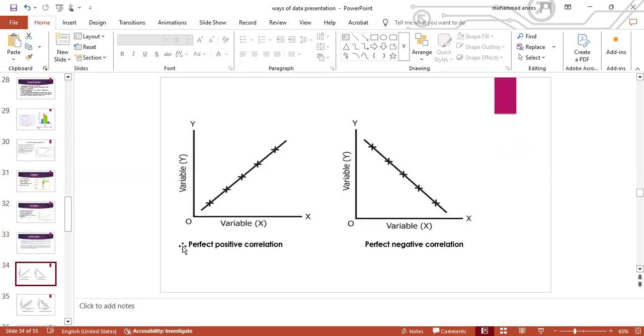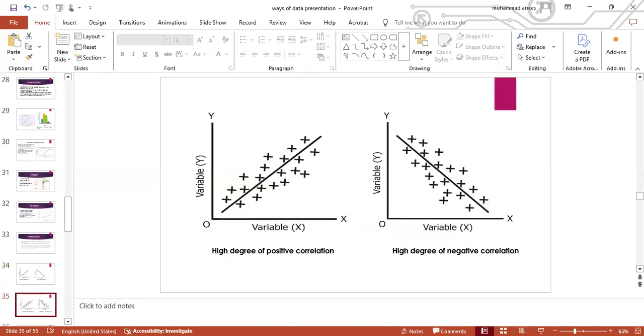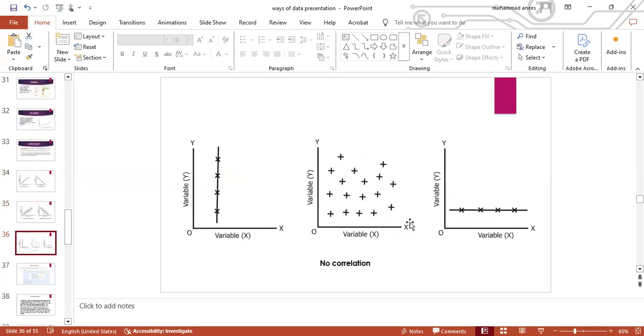So these are the examples. These the points are resting on a line. So this shows a perfect positive correlation. And this one shows the direction is opposite. So it shows the perfect negative correlation. So high degree of positive correlation is represented by this graph. And this shows a high degree of negative correlation. Whereas no correlation can be shown by means of these graphs.